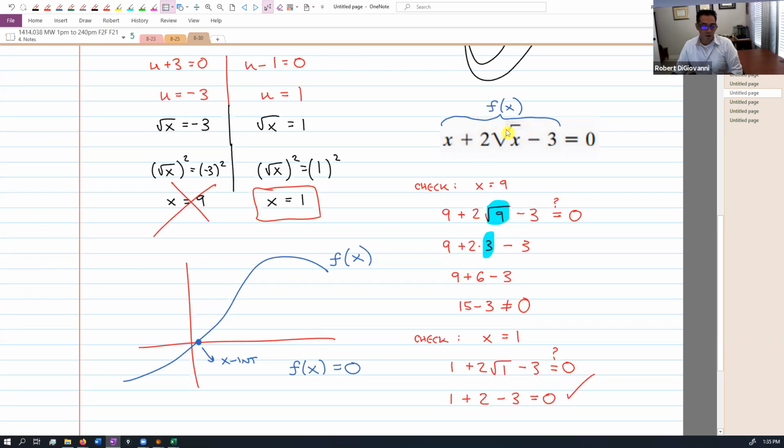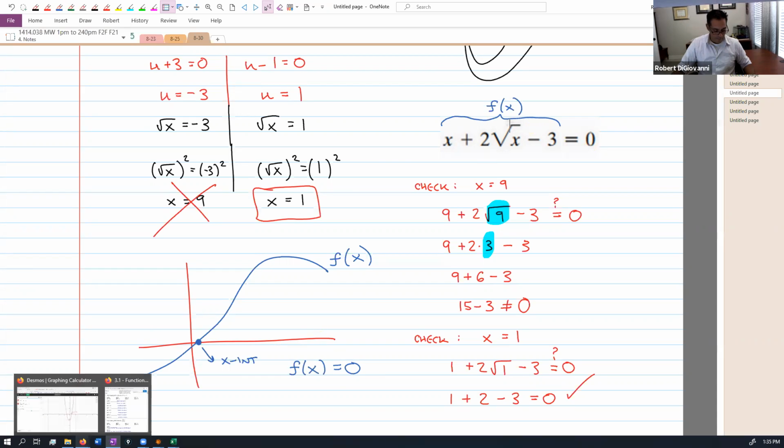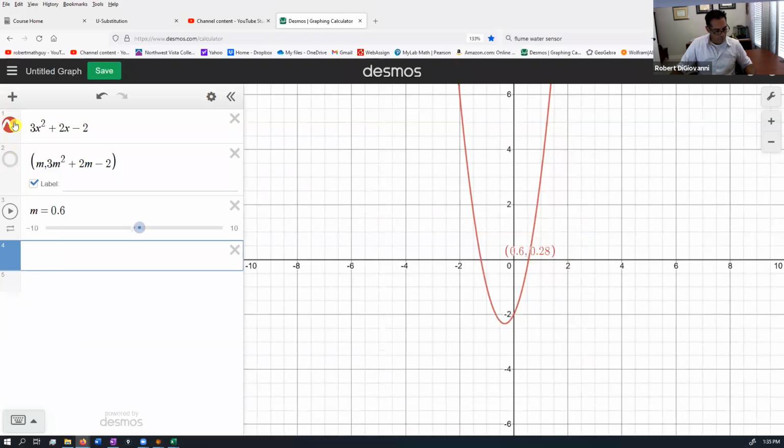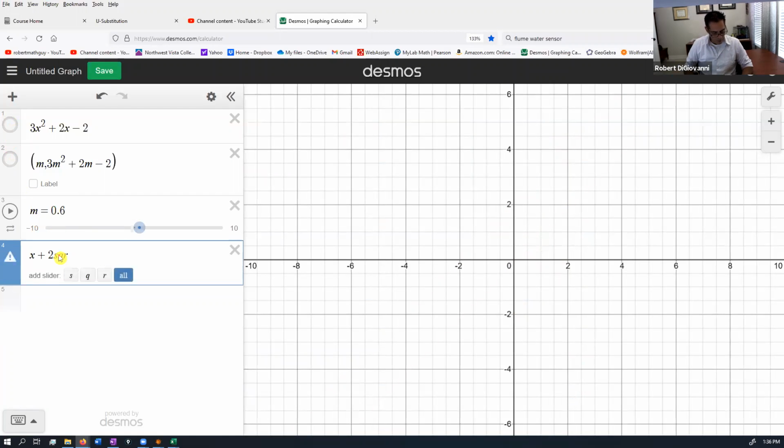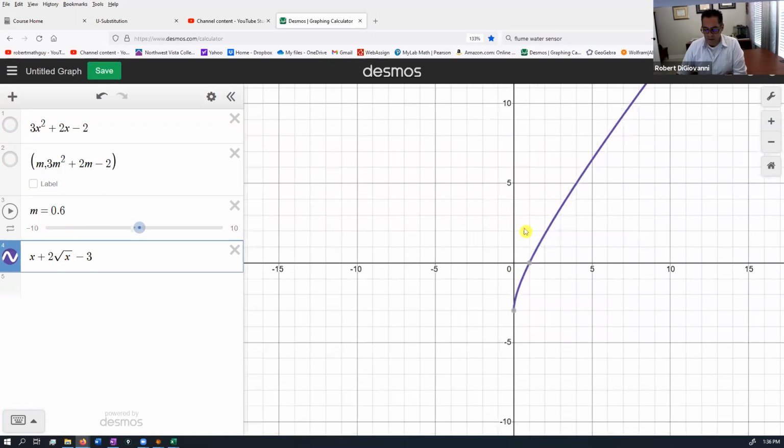So what I'm going to do is I'm going to go to my graphing thing here, Desmos, this online graphing utility, and I'm going to type this in as a function. You know what? Hold on. I don't want that. There we go. So it was x plus 2 square root of x minus 3. So there is the graph of that function.